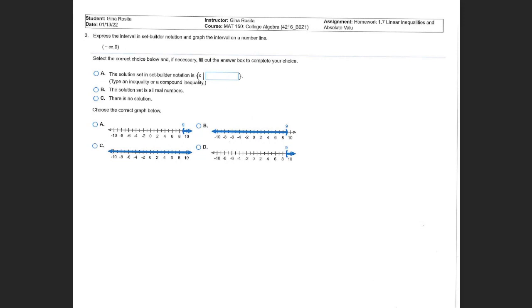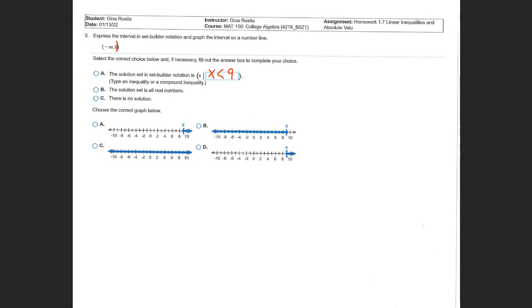Now go to the next one. Express the interval in set builder notation and graph the interval on a number line. It is the same. Now, the interval is negative infinity to 9. Everything is open because with negative infinity or infinity, it is always open. So the solution set in set builder notation is x less than 9, because it is open.